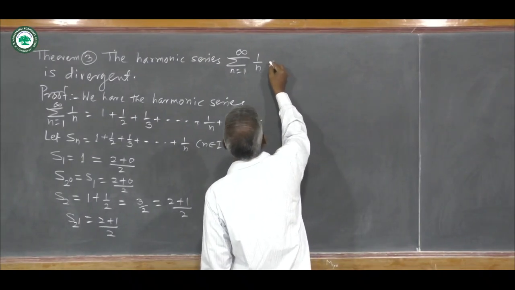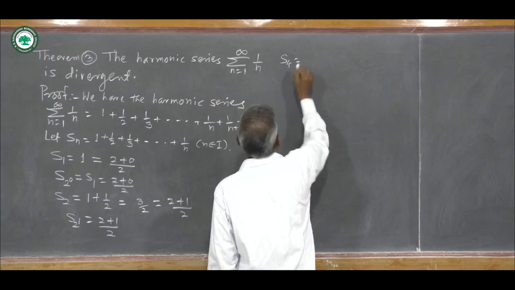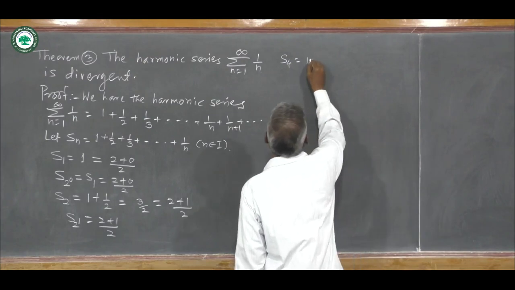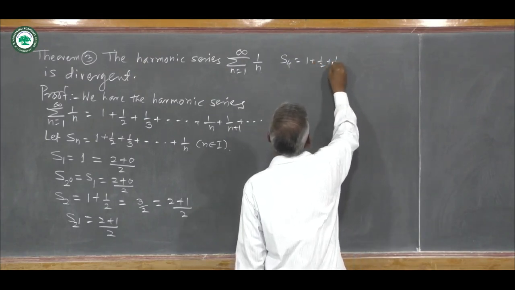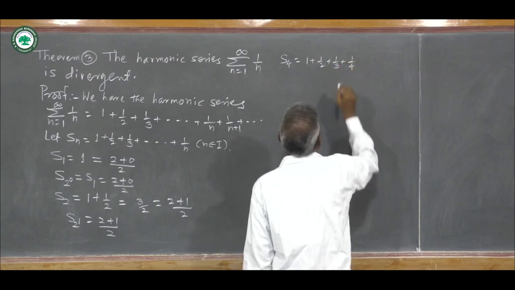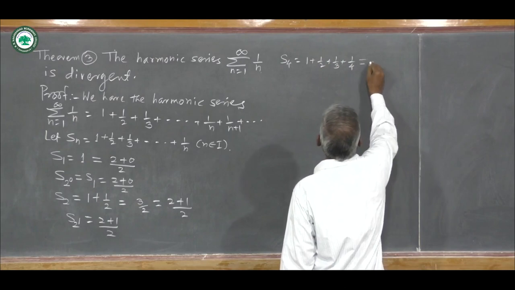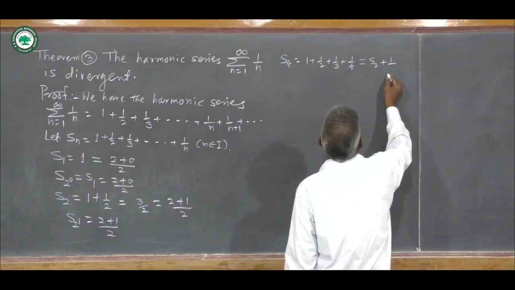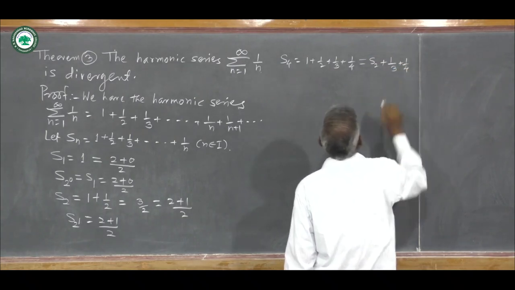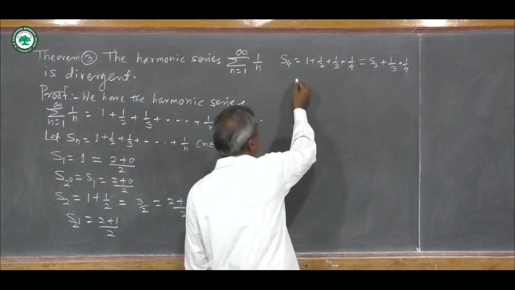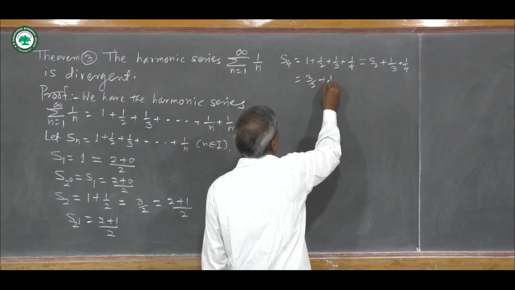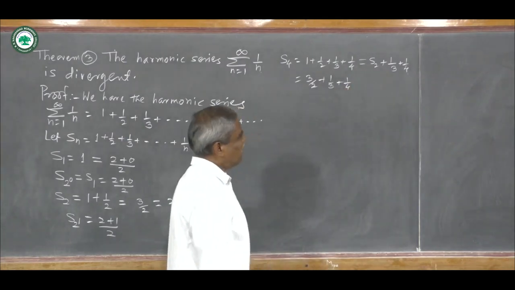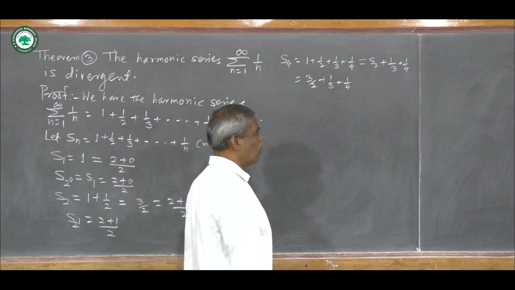Similarly, we write S suffix 4. S suffix 4 is the sum of the first four terms of the series: 1 plus 1 by 2 plus 1 by 3 plus 1 by 4, which is equal to S2 plus 1 by 3 plus 1 by 4. That is 3 by 2 plus 1 upon 3 plus 1 by 4.